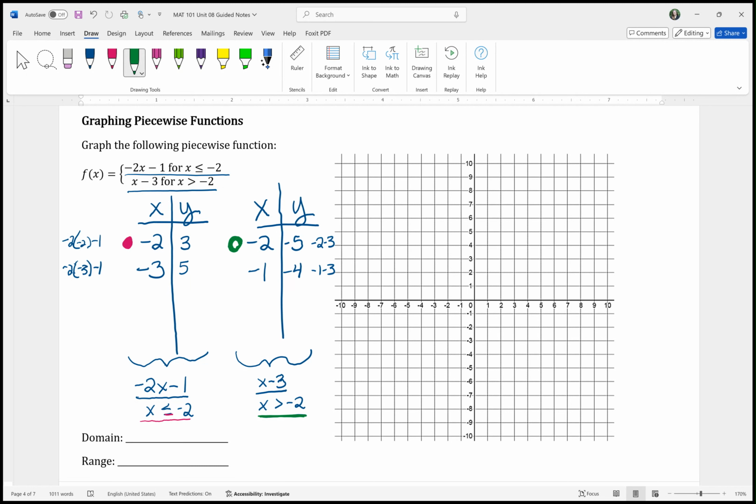All right, and now I'm going to graph this, but the order matters here. The first thing you are going to do is graph this point, negative 2, 3. So negative 2, 3 is going to be right there.